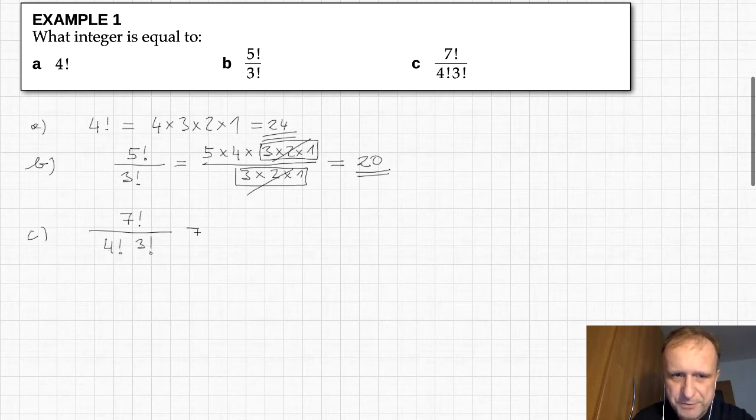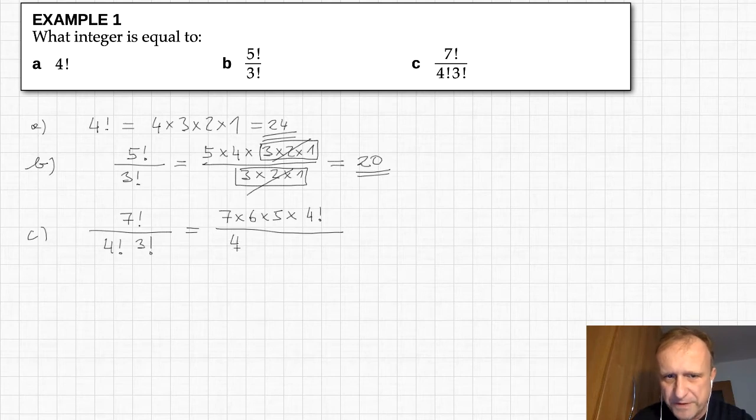Now, in part C, we have an even harder expression, 7 factorial over 4 factorial times 3 factorial. So, how to evaluate? It's 7 times 6 times 5, and I don't need to write all the other factors. I just replace 4 times 3 times 2 times 1 by 4 factorial, like this. Okay, because 4 times 3 times 2 times 1 is 4 factorial, divided by 4 factorial, and then I have to explicitly write 3 factorial, so it's 3 times 2 times 1.